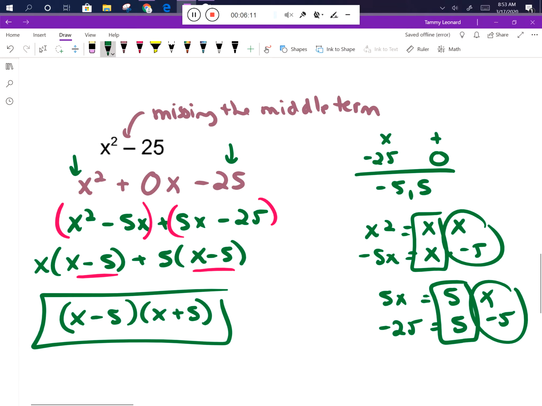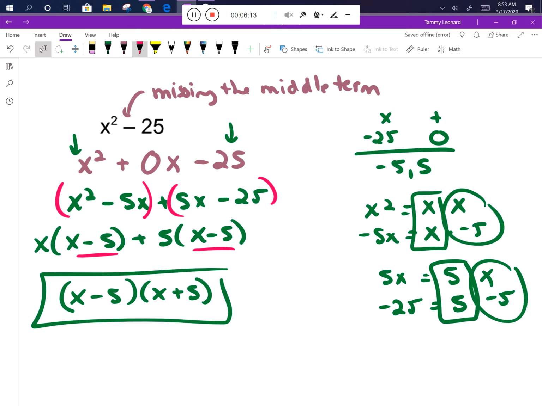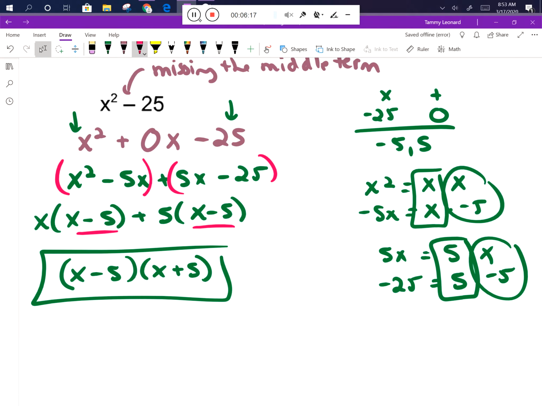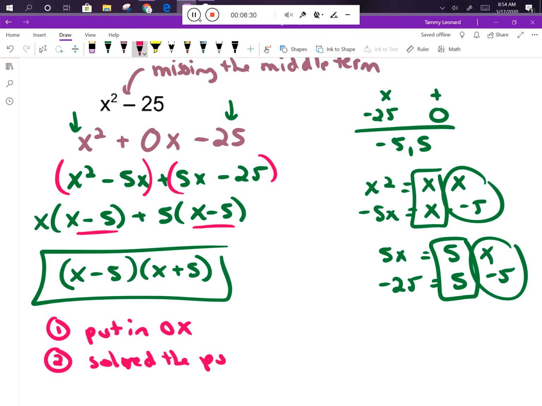Let's summarize the steps that we did there so that we have a reference when we see another problem like this in the future. So step 1 was we put in 0x to create the trinomial. Step 2 is we solved the puzzle. Remember, the puzzle always comes from what multiplies to make AC. So what do I mean by AC?